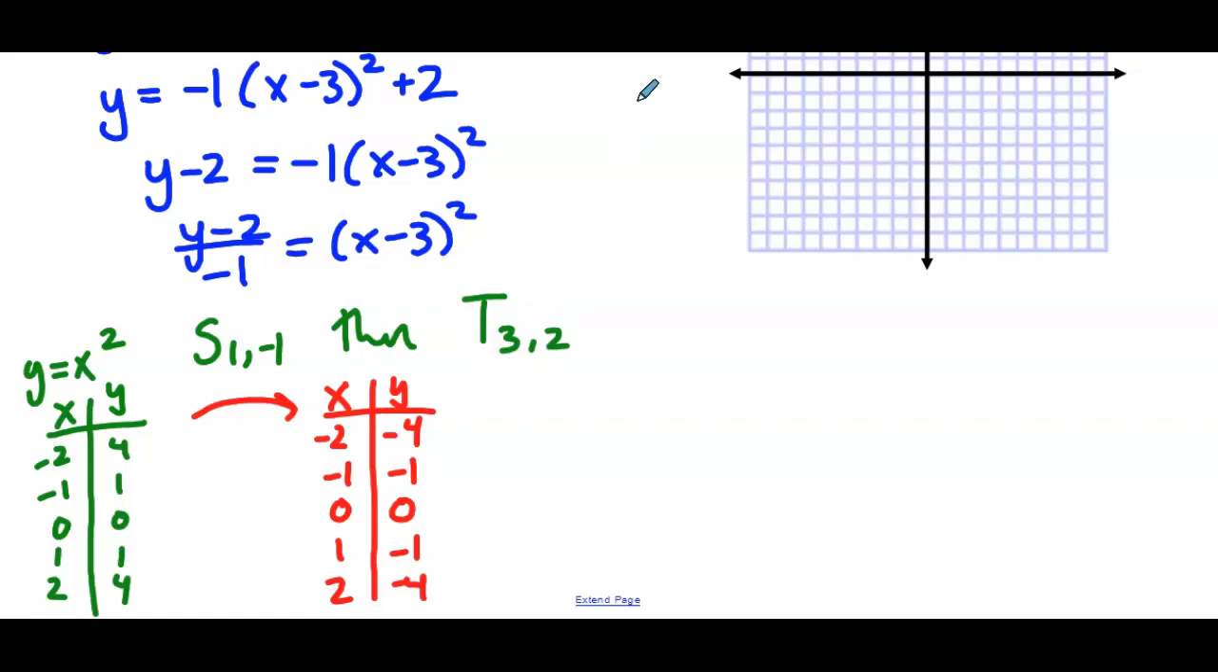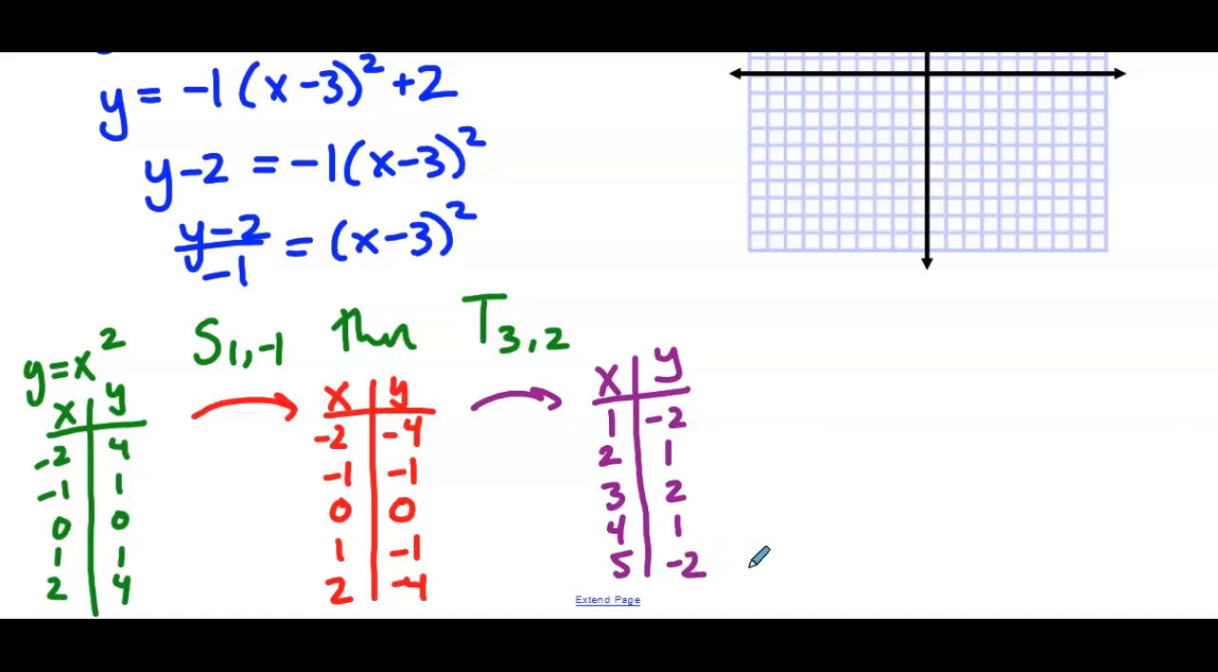Then we can translate these points. So we're going to add 3 to every x and 2 to every y. So that's 1, negative 2, 2, 1, 3, 2, 4, 1, and 5, negative 2.